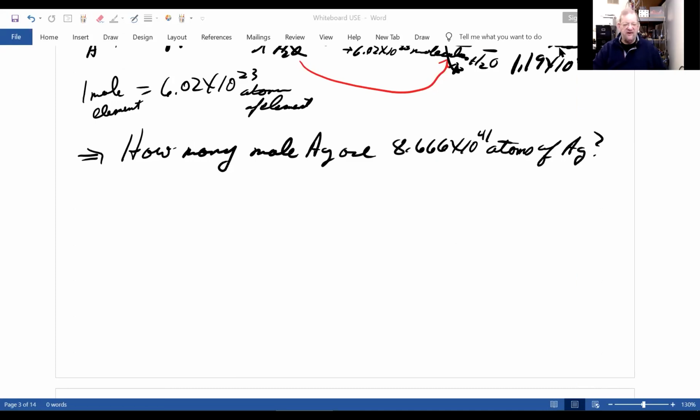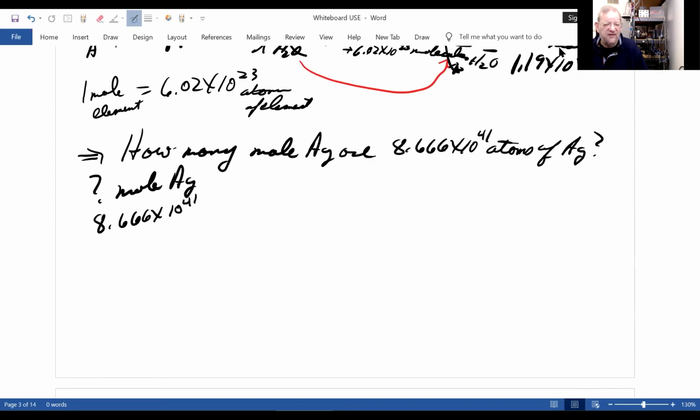How do we proceed? Well, first thing you do is find out what you are being asked to find. And the answer is how many moles of silver, Ag. What are you given? Just this number, 8.666 times 10 to the 41st atoms of silver. And there's only one number we have to start with. That's this number.